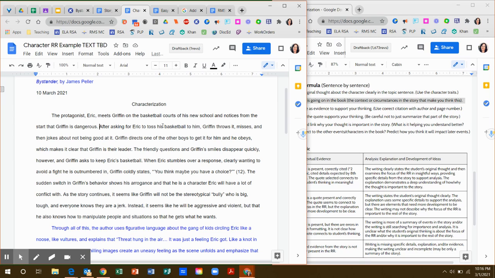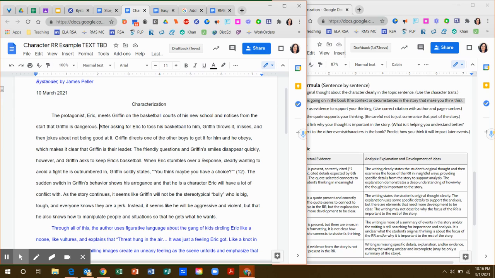And so that's where I zeroed in on: he asks Eric to toss the ball to him. He misses. He bosses one of the other boys around. But then these friendly questions, and Griffin's smile disappears quickly. And Griffin asks to keep Eric's basketball. And so this whole part here is me summarizing and explaining and giving some context about what's happening in that scene. Notice I did not write a whole bunch of sentences about everything that I just took you through in those couple pages of the chapter. So I just want to really zero in on what are the most important details.